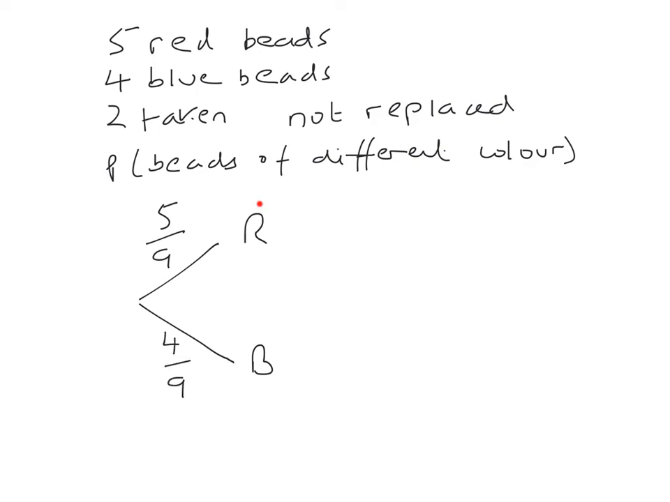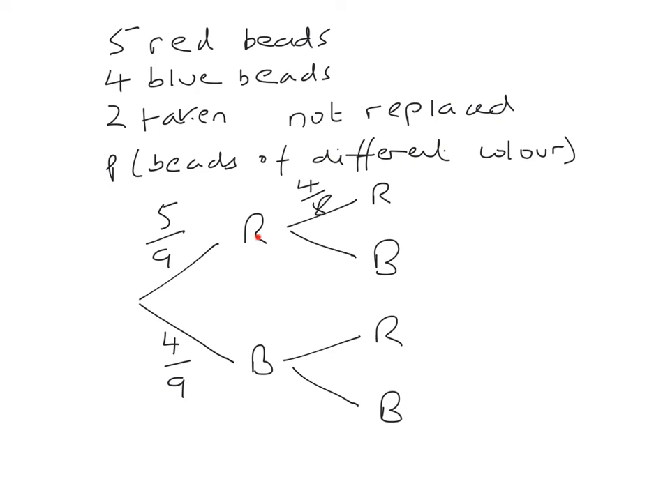So the first branch, this section here, shows the probabilities for the first bead taken out. After that, we could have another red bead, or we could have another blue bead. Now, if the beads are replaced, then these probabilities here are going to be the same: 5 ninths, 4 ninths, 5 ninths, 4 ninths. But in this example, the beads are not replaced. So we've had a bead taken out. At this point here, it's a red bead that's taken out. So there's only 4 red beads left out of 8 altogether. So that probability there is 4 out of 8.